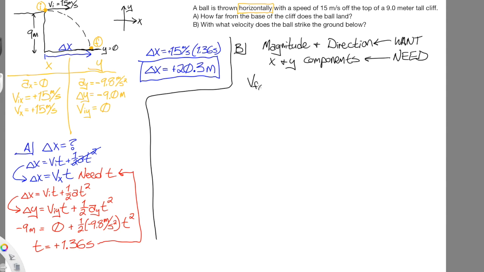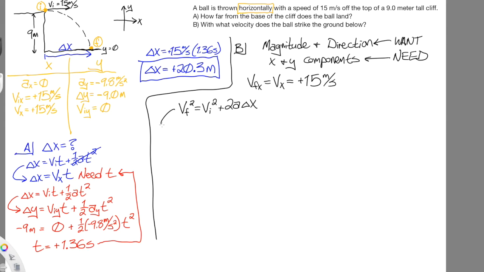VF in the x direction, well, there is no initial and final in the x direction because the x acceleration is 0. So our VFX is still that positive 15 meters per second. Now we need VFY as well. So one more time showing you guys how this works. On your equation sheet, this is the equation that you'll see.